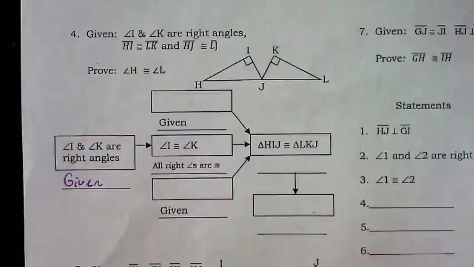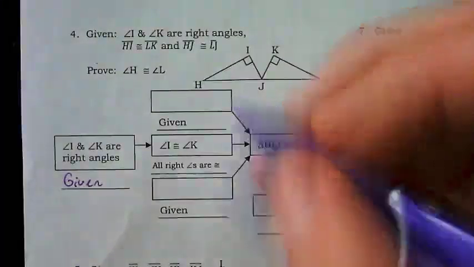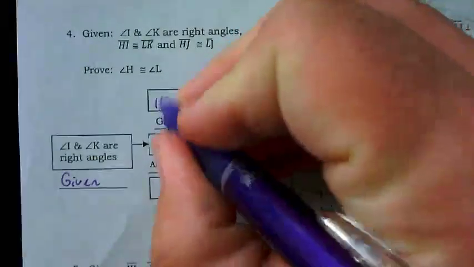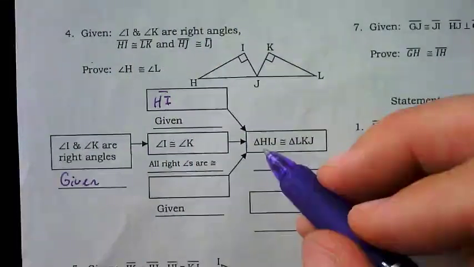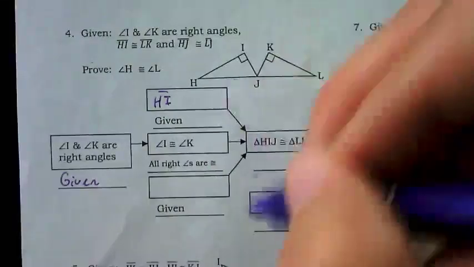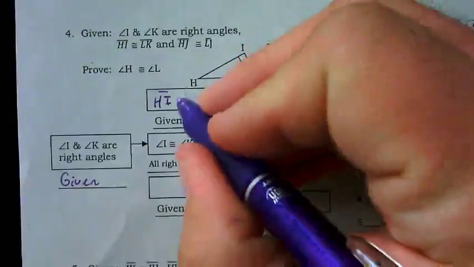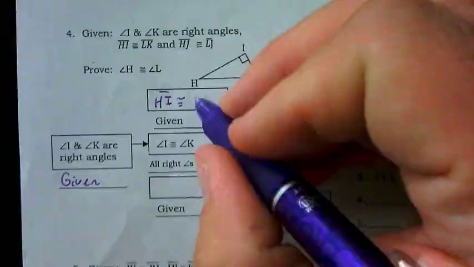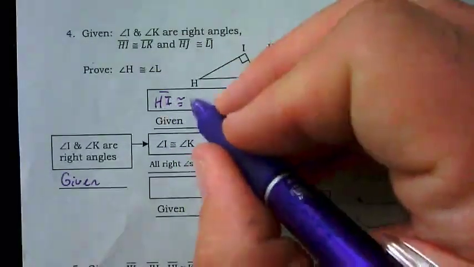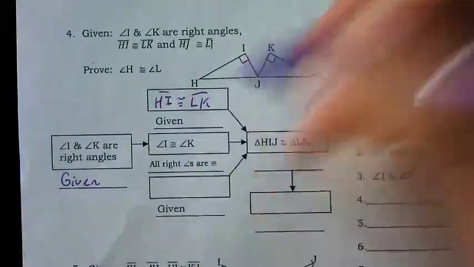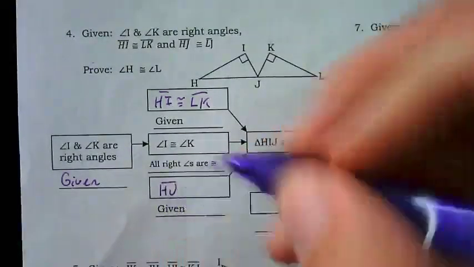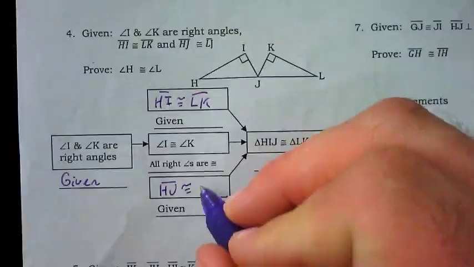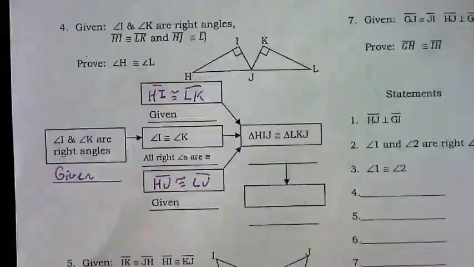Now, does it matter what order you put them in? No. You could have switched them around. That would have been fine. They're both being given to you, and the next step afterwards is the next step after both of these, so it doesn't matter which one you write in which blank. But this part, HI, is congruent to segment LK, and HJ segment is congruent to segment LJ.